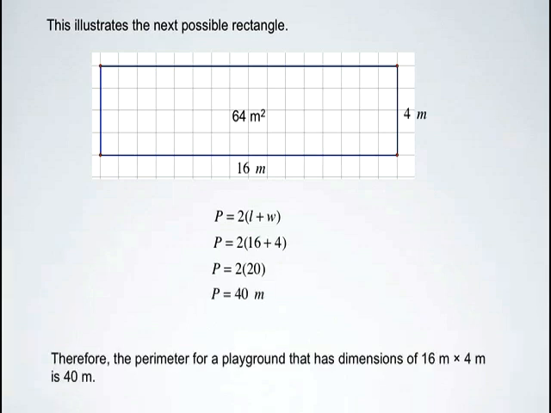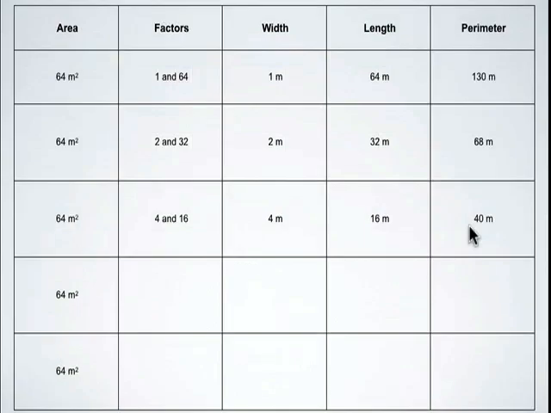So therefore, the perimeter for the playground that is 16 by 4, or a width of 4 and a length of 16, is 40 meters. So we filled in our perimeter of 40 meters when our width was 4 and our length was 16. And our next two factors are 8 and 8, because 8 times 8 still gives us 64.